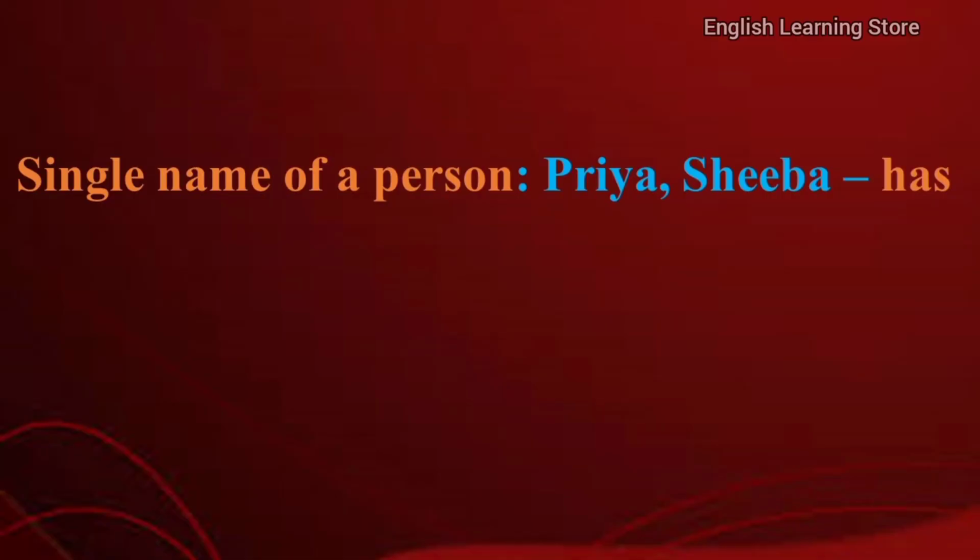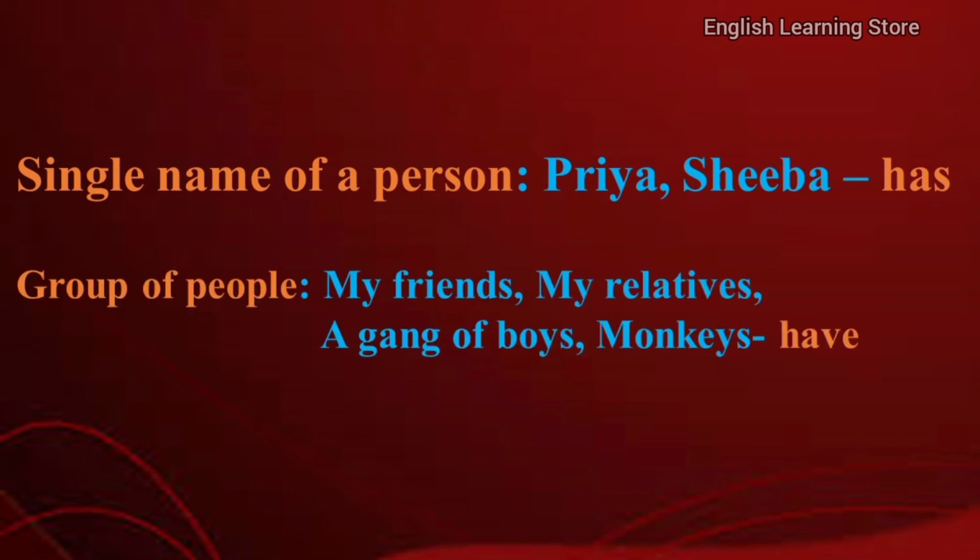As I said before, only for the single name of a person we should use has. So, what about the group of people? For example, my friends, my relatives, a gang of boys, monkeys. If a group of people or a group of animals, we should use only have. For single name of a person, we should use has, and for a group of people, we should use have.